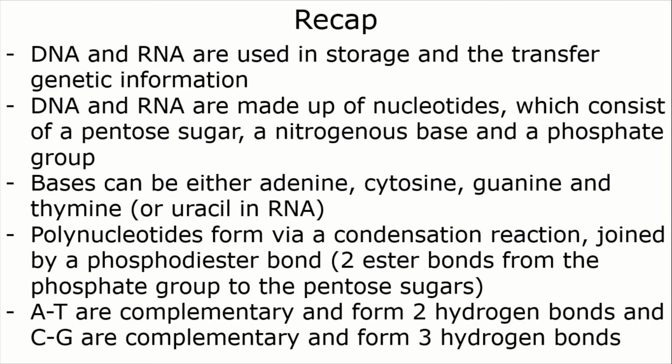We know that polynucleotides form via a condensation reaction, and these are joined by a phosphodiester bond, which is two ester bonds from the phosphate groups to the pentose sugar. We know that A and T, adenine and thymine, are complementary base pairs, and they form two hydrogen bonds between them, and cytosine and guanine, C and G, are complementary base pairs, and they form three hydrogen bonds between themselves. Now that we've covered this information, it's important to go back and review what we've learned, and then complete the following test questions.